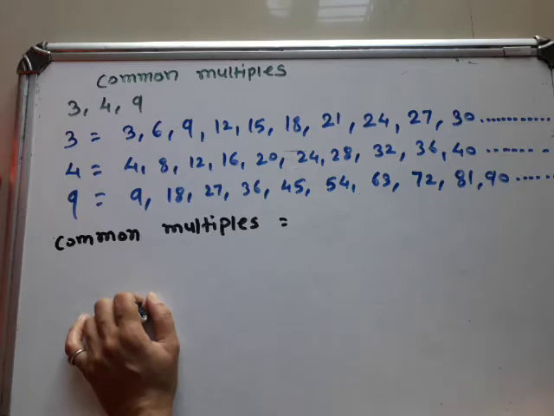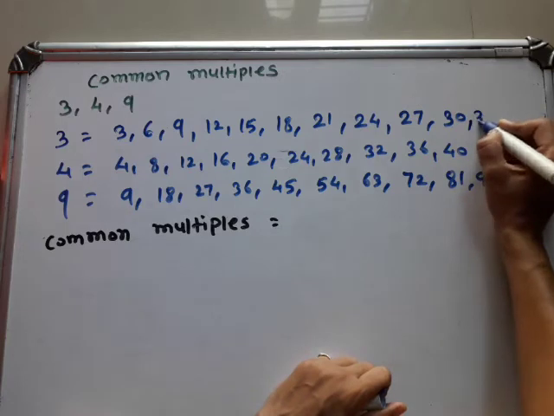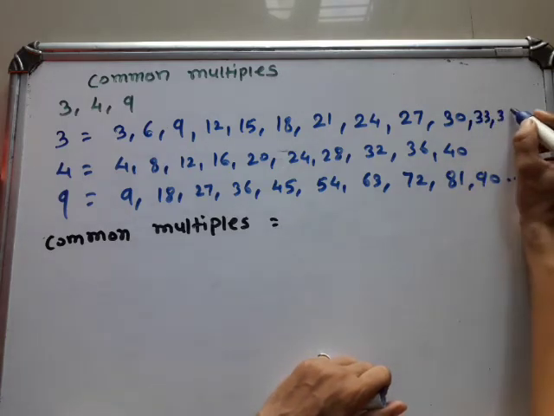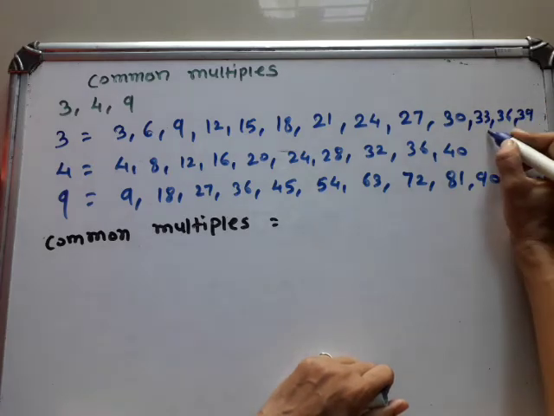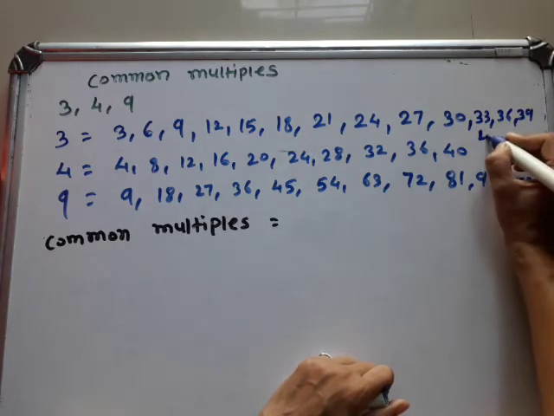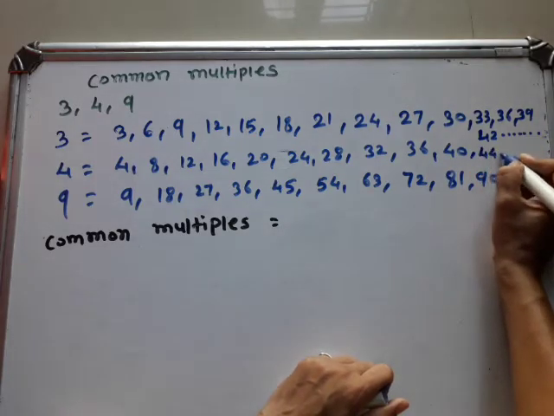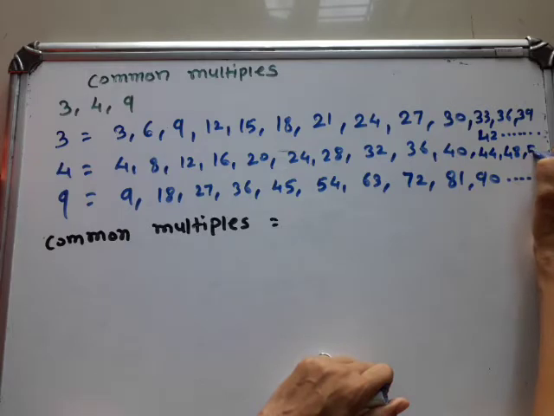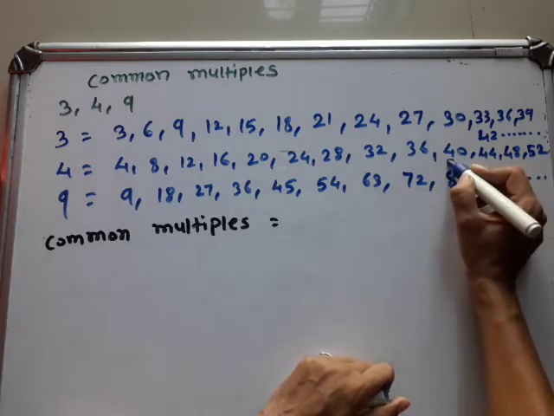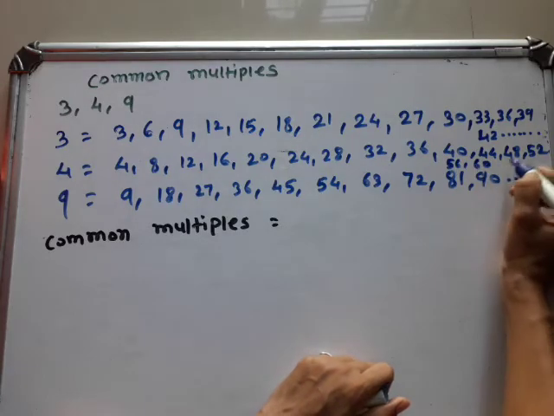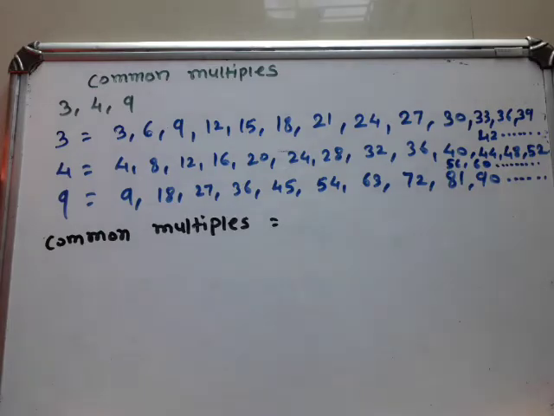Then next number we take. Here we increase the table. 3 elevens are 33, 3 twelves are 36, then 3 thirteens are 39, 3 fourteens are 42. Then you have to increase the table of 4 also: 44, 48, 52. Then which number next? 56, 60. In this way we increase the table.